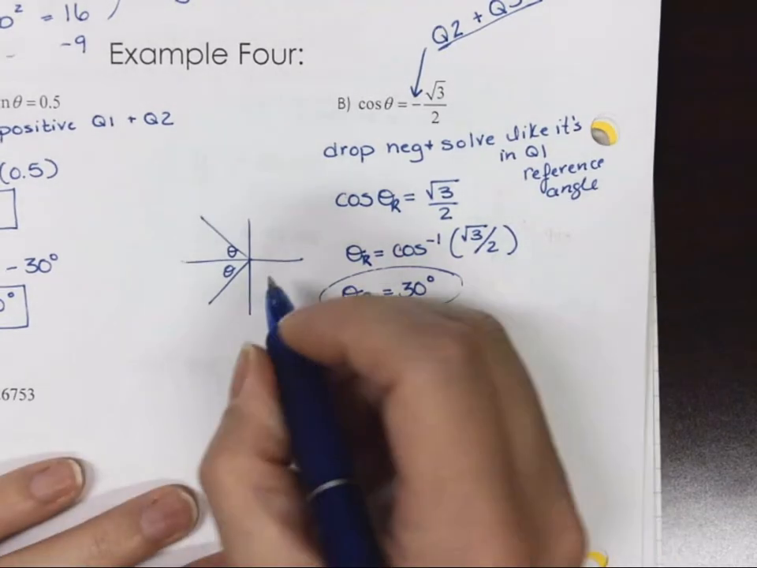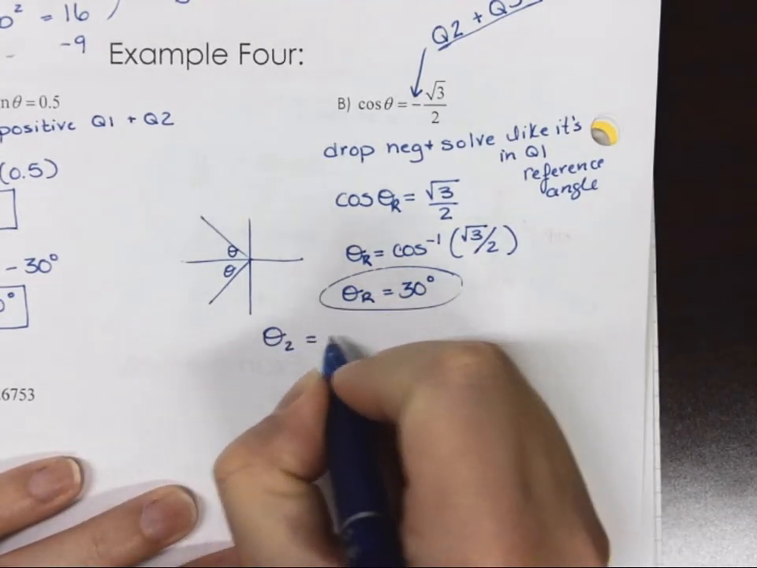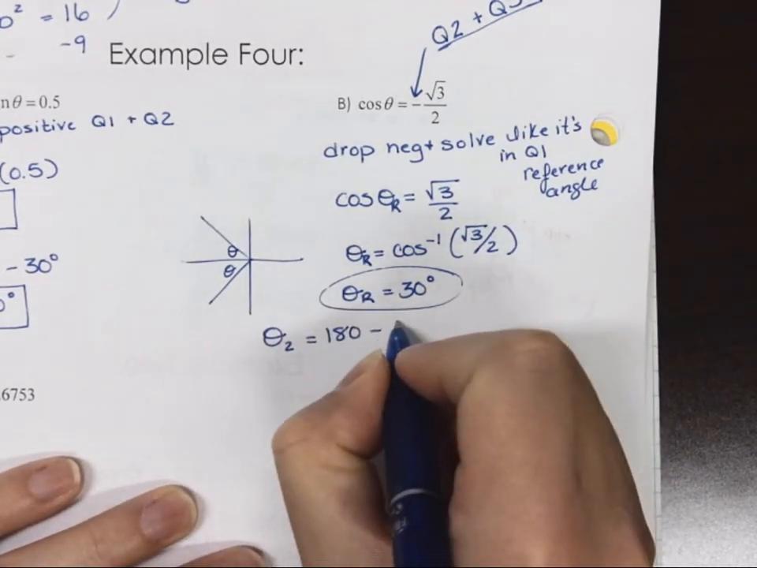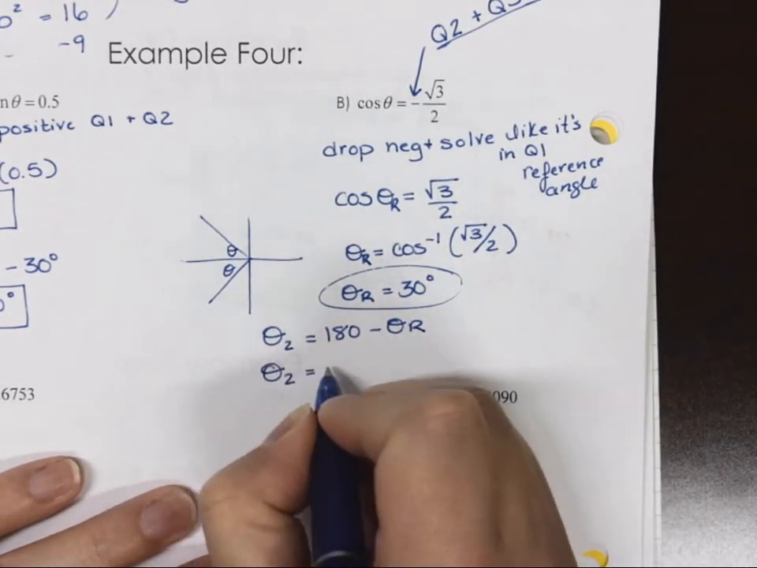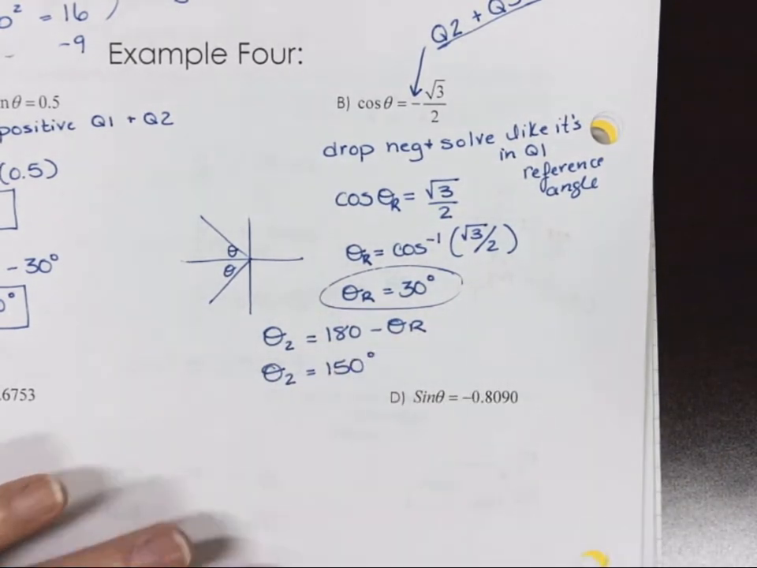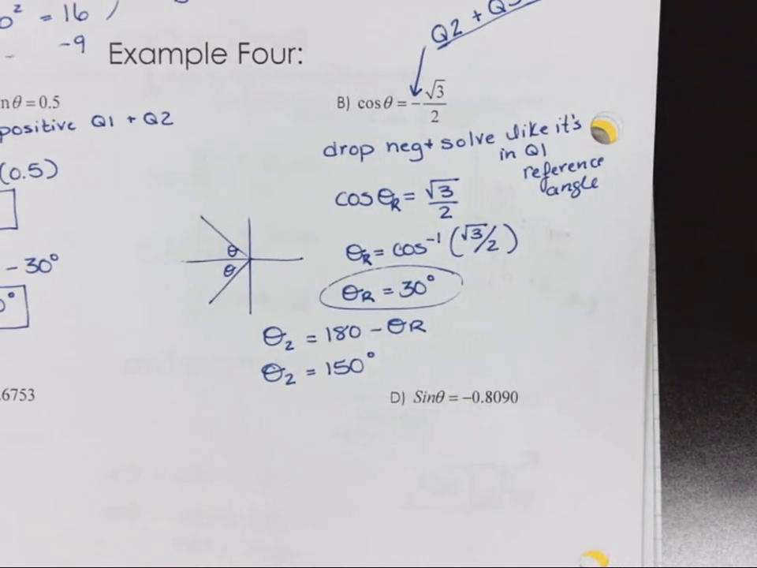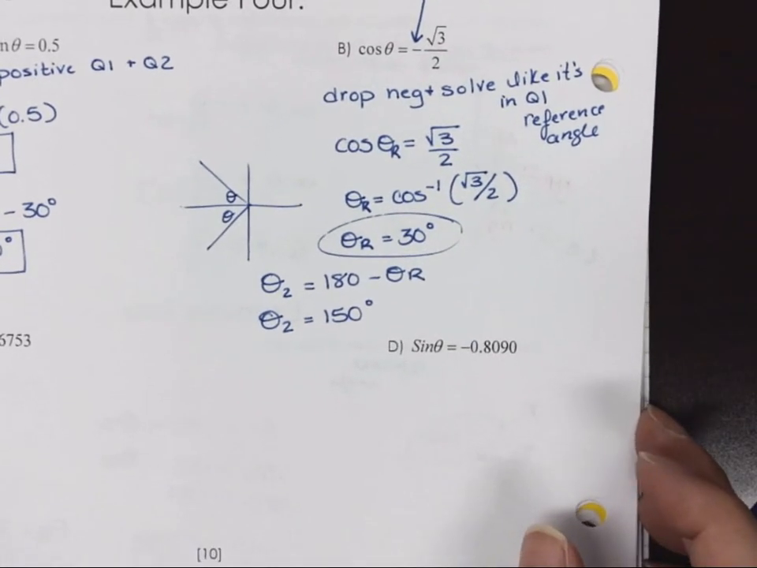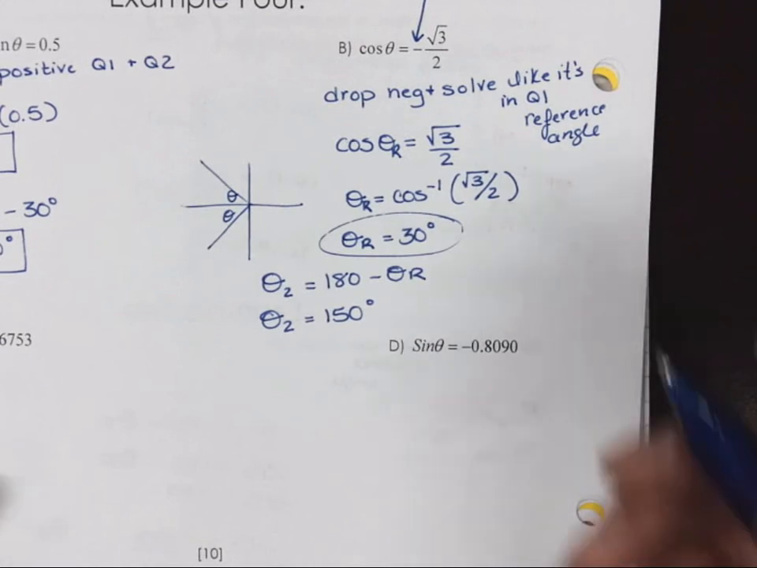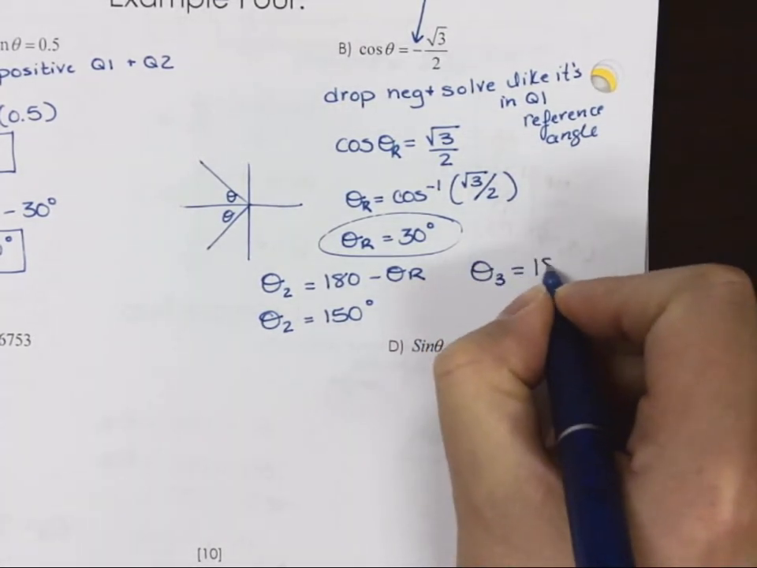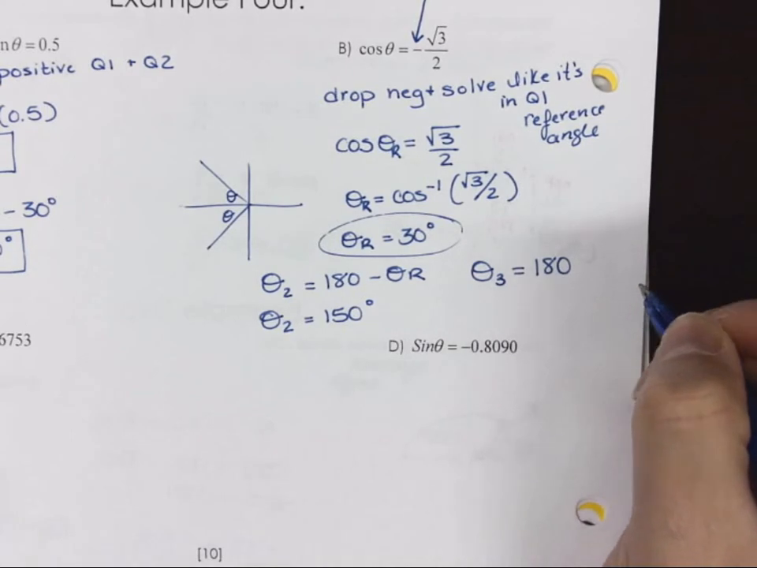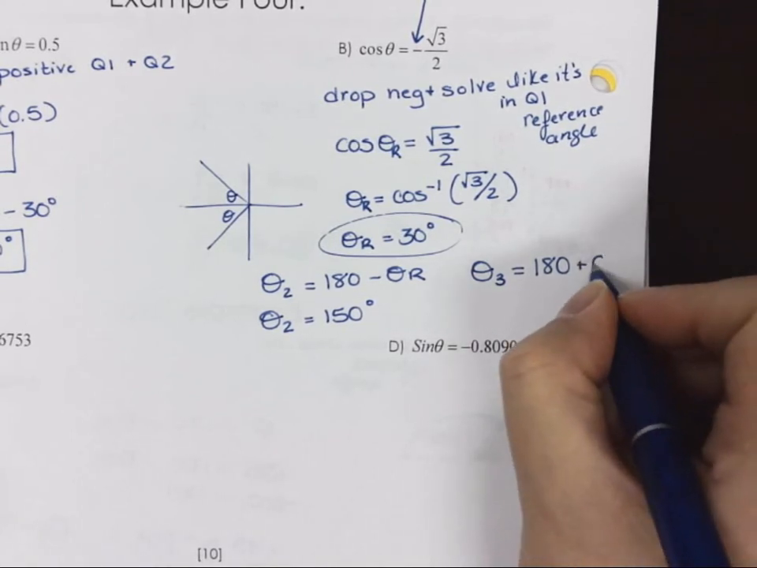So the rule for quadrant 2 is 180 minus theta reference. So 150. And don't forget your degree sign. It can go over 180, right? If not in quadrant 2, quadrant 3. Can I just put the next one, 210? Yeah, you totally can. So 180 plus 30 equals 210, right?